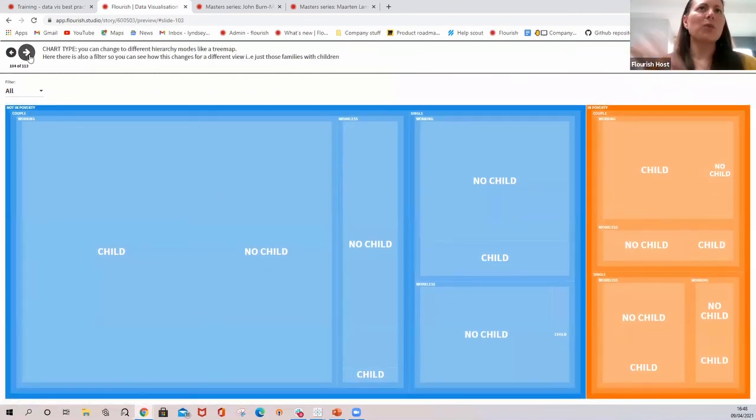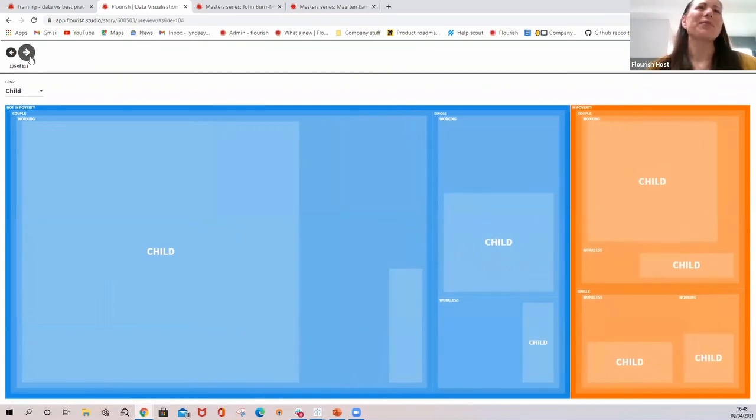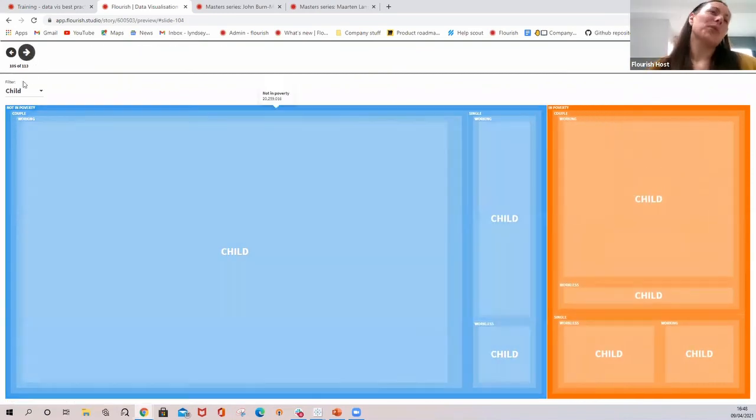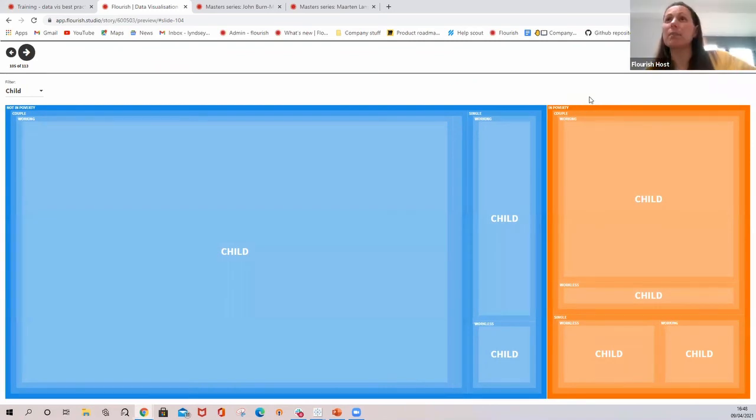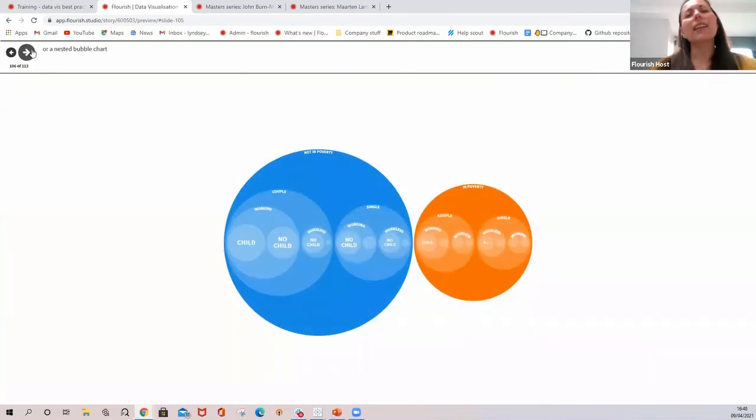And just to show you, there's another option, which is, it's not moving on, sorry. Oh, maybe I didn't click it. Oh, sorry, you can have filters here, so you can just look at what this looks like for people with children. And here you can see actually the percentage of people with children in poverty, there's more people in poverty who have children, because this has got slightly bigger than the 25%.